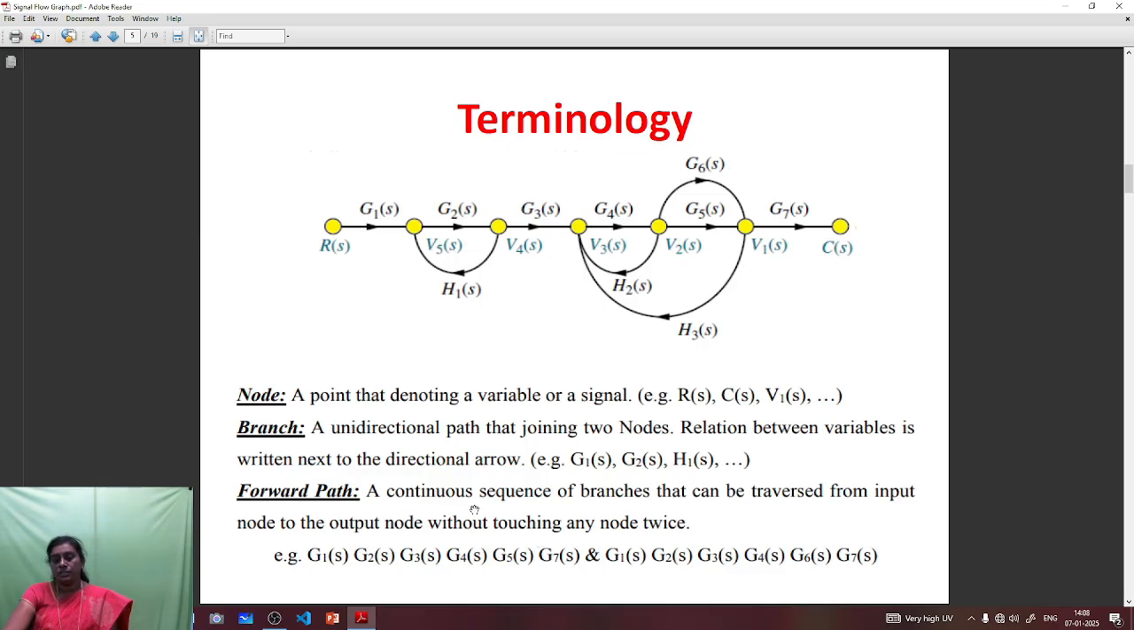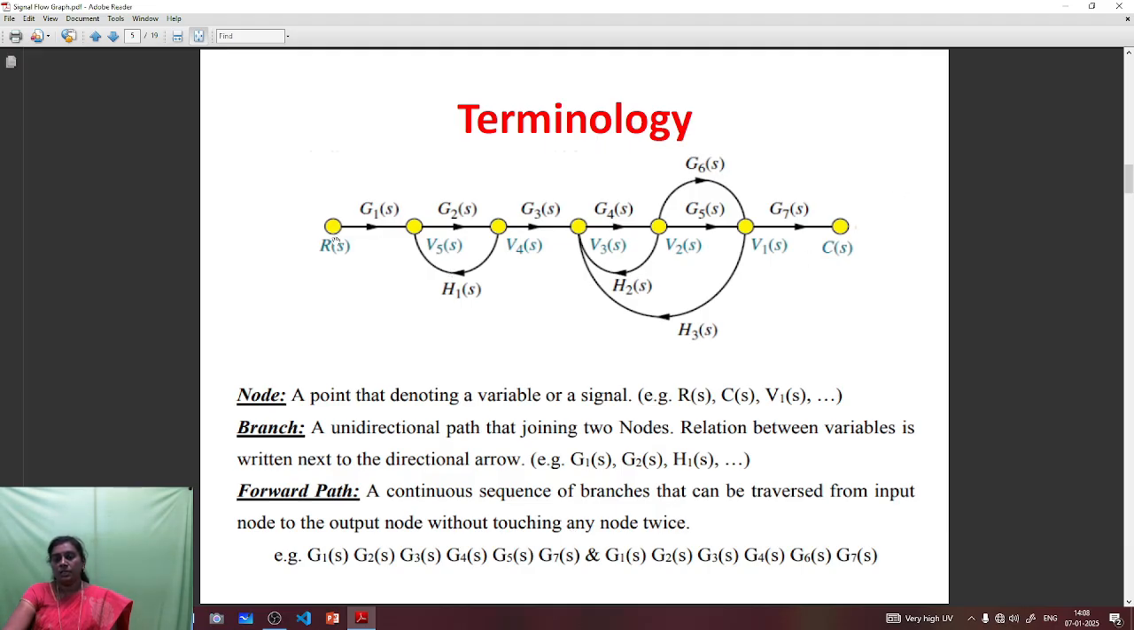And the next one is forward path. What does forward path mean? It is a continuous sequence of branches that can be traversed from the input node to the output node without touching any node twice. That is called a forward path. What is important is that it should not touch any node twice.